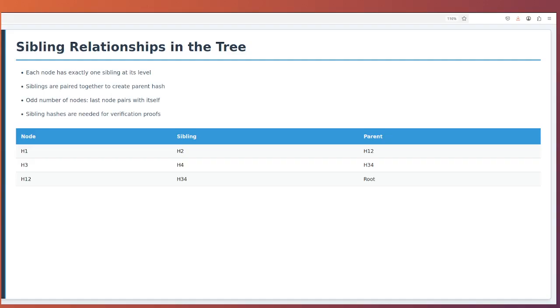The sibling relationship is crucial because when you want to verify that a transaction is in the tree, you only need to know the sibling hashes along the path from your transaction to the root. You don't need every hash in the tree, just the ones that pair with yours at each level.